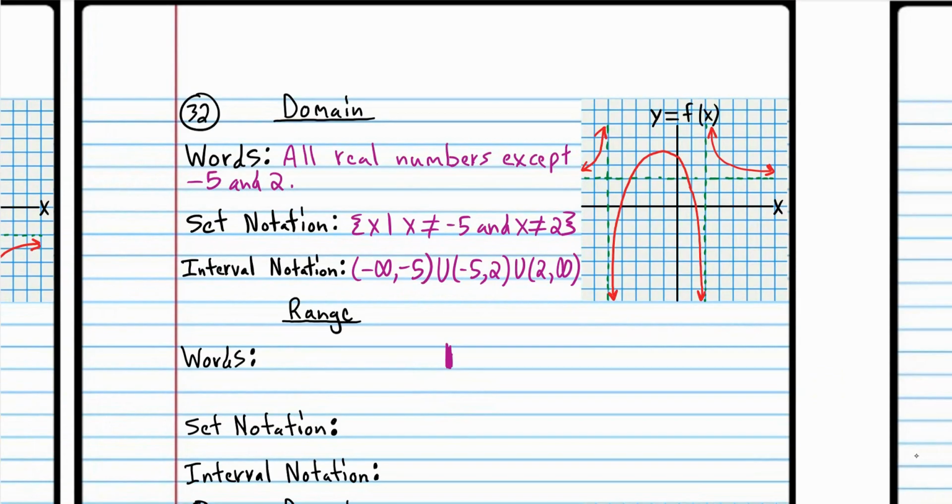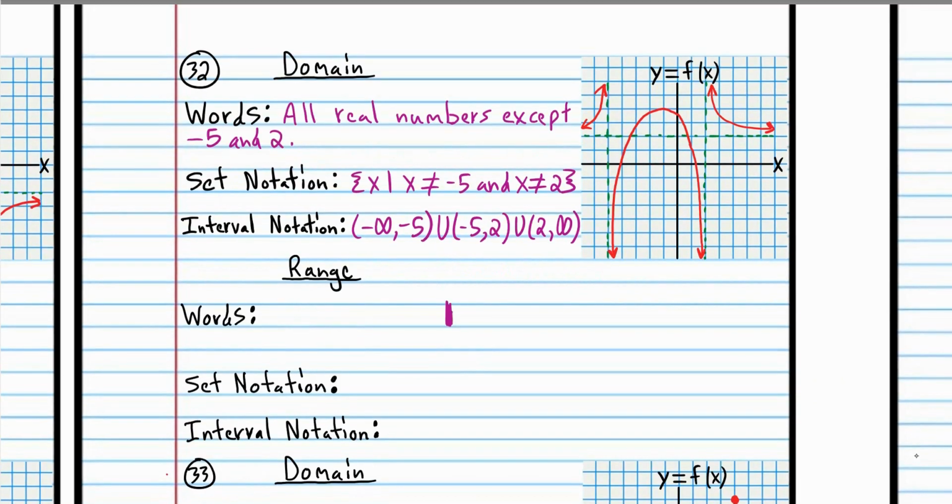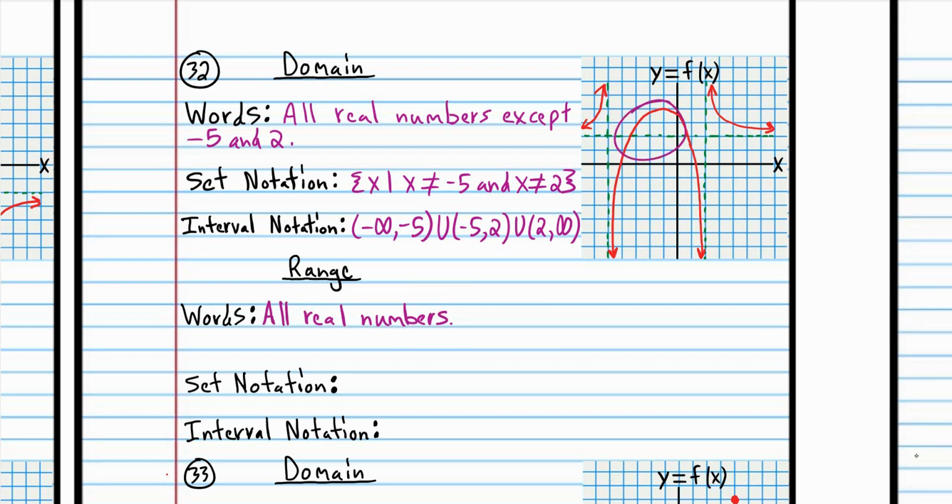So if you got that one right, excellent. Now the range is actually all real numbers. We have a horizontal asymptote, but the graph actually passes through the horizontal asymptote. You can see that the points on the graph have y values that can be pretty much anything. There are no restrictions. So the range is the set of all y values.